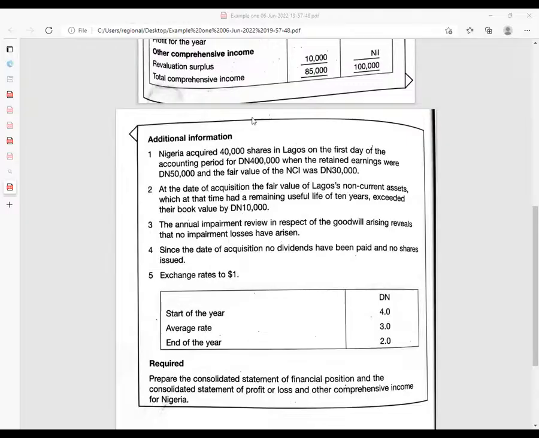Okay, so let's start with this straight away. Now we are finishing. Nigeria acquired, we have already been able to take care of this. Let's take care of number 2. At the date of acquisition, the fair value of Lagos non-current assets, which at that time had a remaining useful life of 10 years, exceeded their book value by DN 10,000.